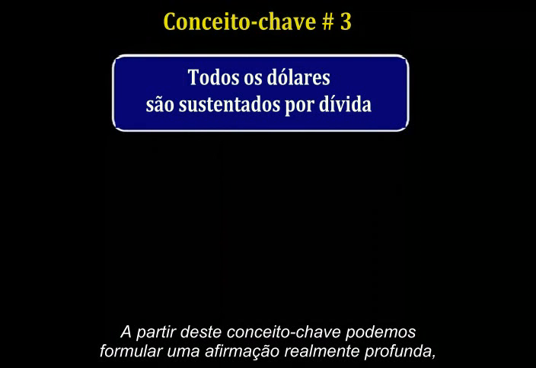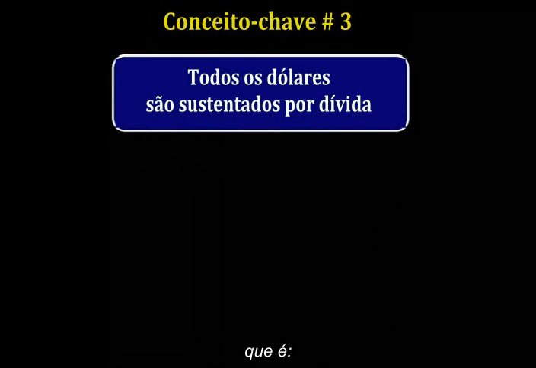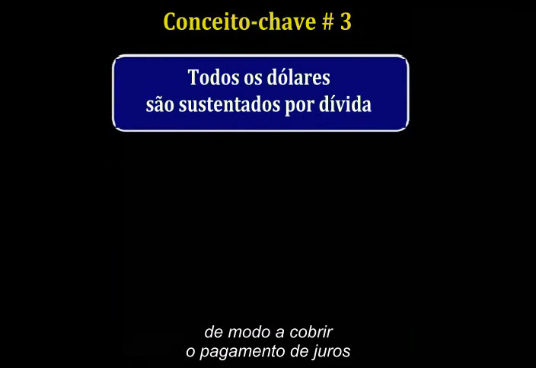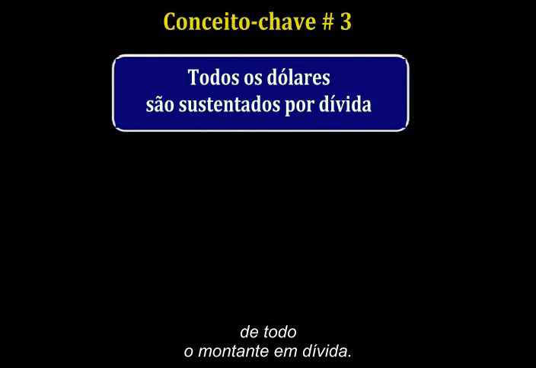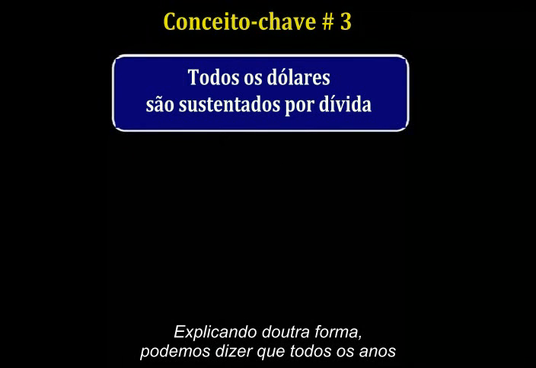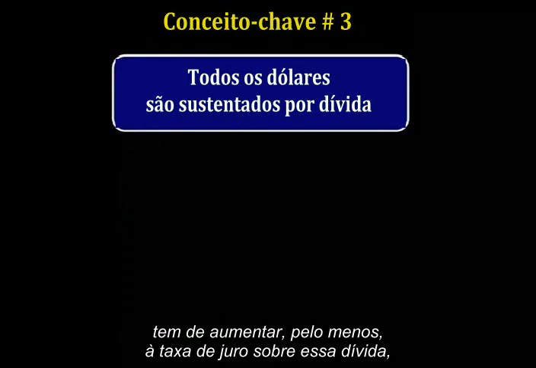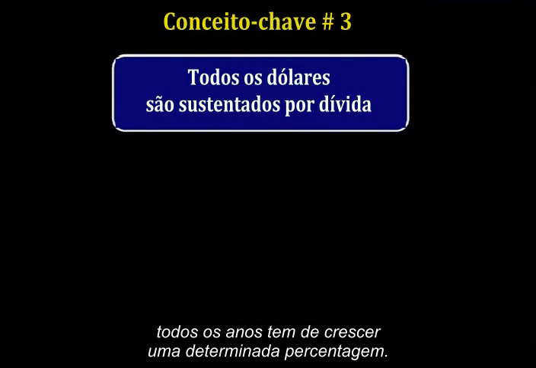From this key concept, we can formulate a truly profound statement, which is that, at a minimum, each year, enough new money must be loaned into existence to cover the interest payments on all of the past outstanding debt. If we flip this slightly, we can say that each year, all the outstanding debt must compound by at least the rate of interest on that debt. Each and every year, it must grow by some percentage.